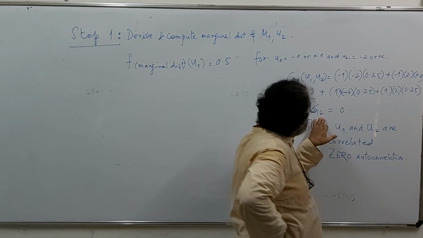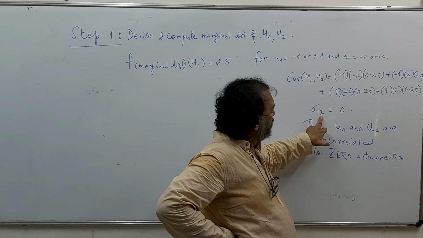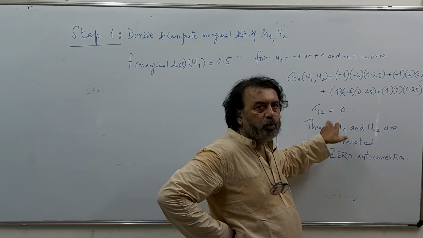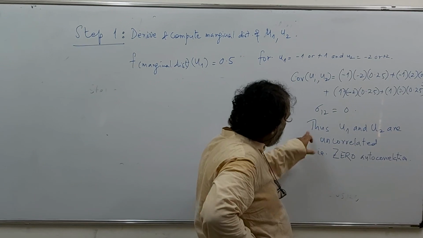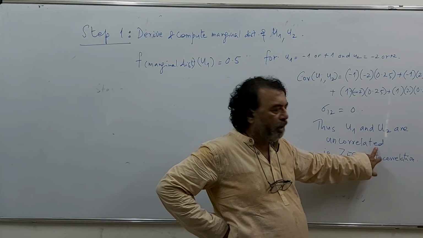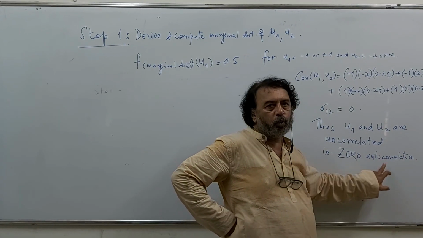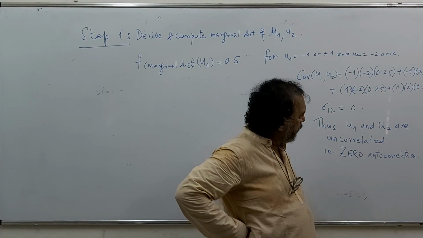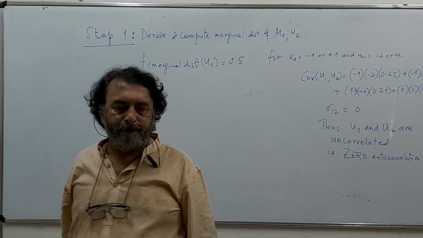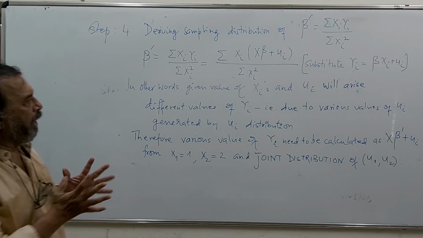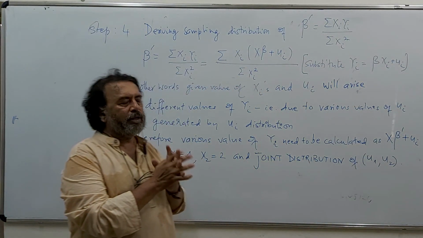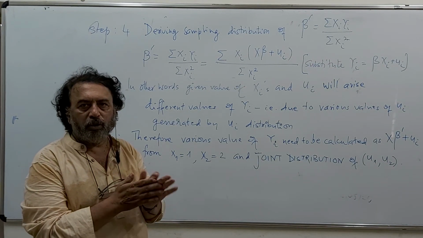We compute this sum, and that sum turns out to be equal to 0, which you can verify, which means sigma 1 and 2, the covariance of u1 and u2, is equal to 0. So u1 and u2 are uncorrelated. When u1 and u2 are themselves uncorrelated, we call it the so-called zero autocorrelation. That means this is a situation where error terms are not correlated among themselves. So what we have done is we have the mean and variances of u1 and u2. We have also verified that u1 and u2 among themselves are uncorrelated.